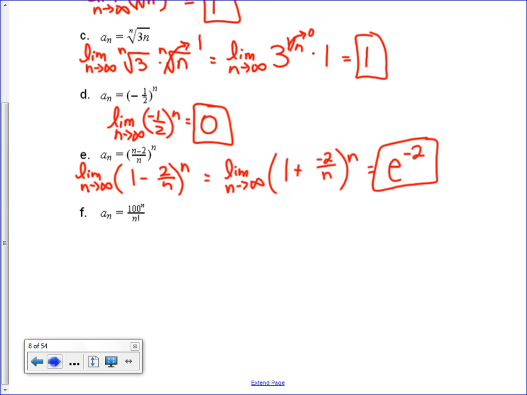And then last one. Who wins? 100 to the n, or n factorial? n factorial wins. n factorial is stronger, like exponential growth. It might not look it for a long, long time, but eventually as you get bigger and bigger and bigger.